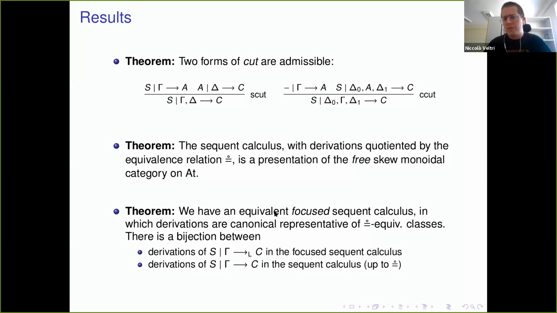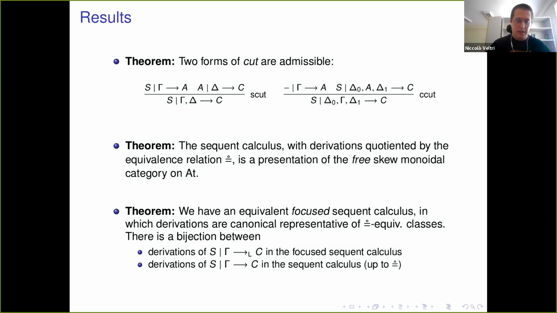So we have also an equivalent focused sequent calculus, in which now the derivations are canonical representatives of equivalence classes of this equivalence relation. Which means that the derivations in this calculus are in normal form with respect to this equivalence relation. And in fact, there is a bijection between the derivations of a sequent in the focused sequent calculus, so this is the syntax that we use for sequents in the focused sequent calculus, and derivations of the same sequent in the unfocused sequent calculus up to this equivalence relation. So what the focused calculus does is it defines a root-first proof search strategy that tries to build the derivation. But unfortunately, I don't have much time to talk about it.